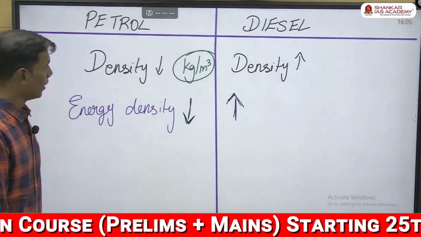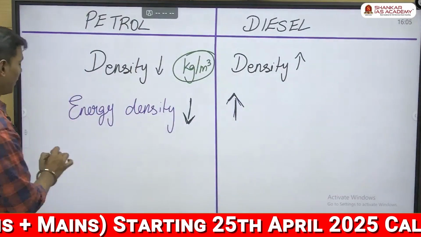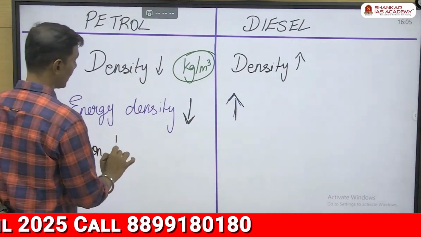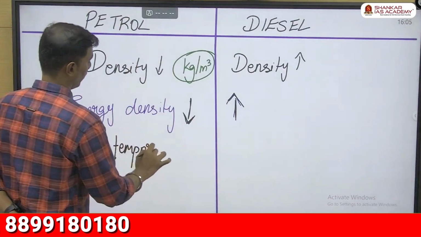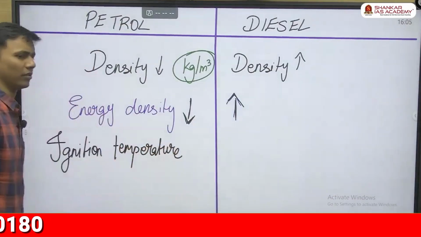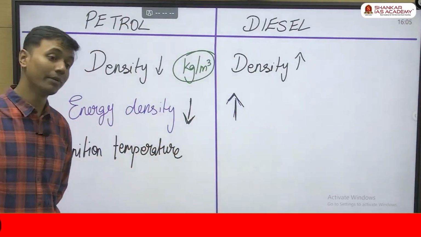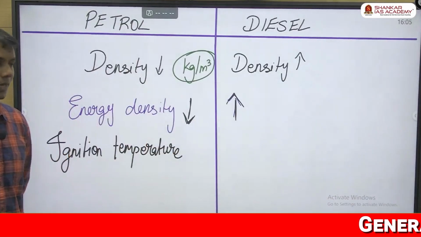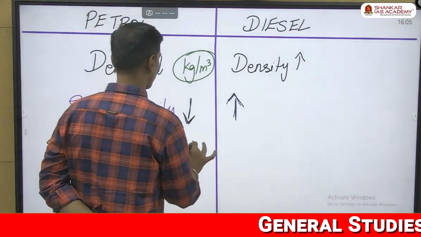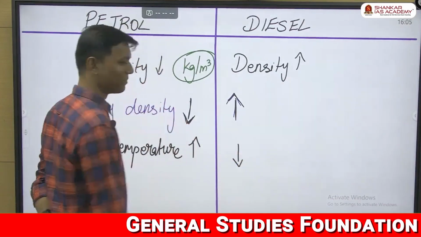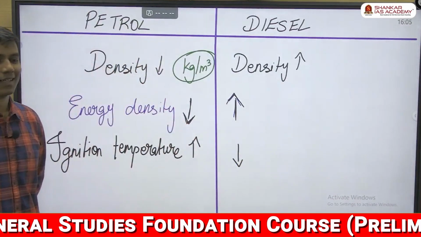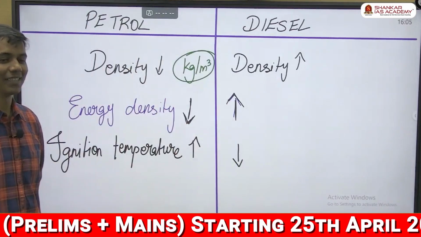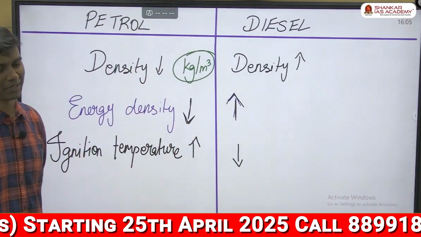Then, ignition temperature. When we say ignition temperature, it is the temperature at which the fuel ignites. Which will have higher ignition temperature? Random guesses. Which will need more temperature to burn? Petrol or diesel? Okay. You can write: petrol has higher ignition temperature. Diesel has lesser ignition temperature.